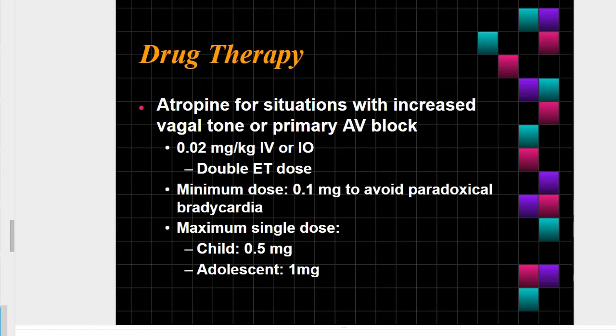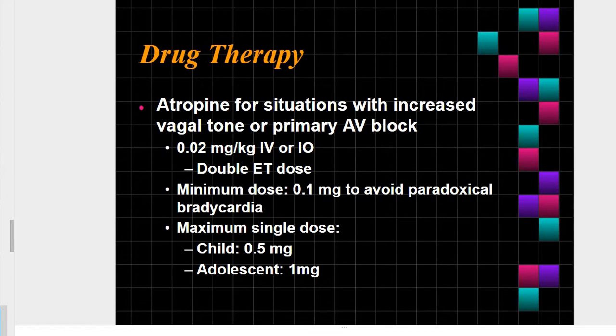The dosage is 0.02 milligrams per kilogram IV or IO. If you have to put it down the tube, it's double the dose. Minimum dose is 0.1 milligrams to avoid paradoxical bradycardias. The maximum single dose for a child is 0.5 milligrams. For an adolescent, it is 1 milligram.